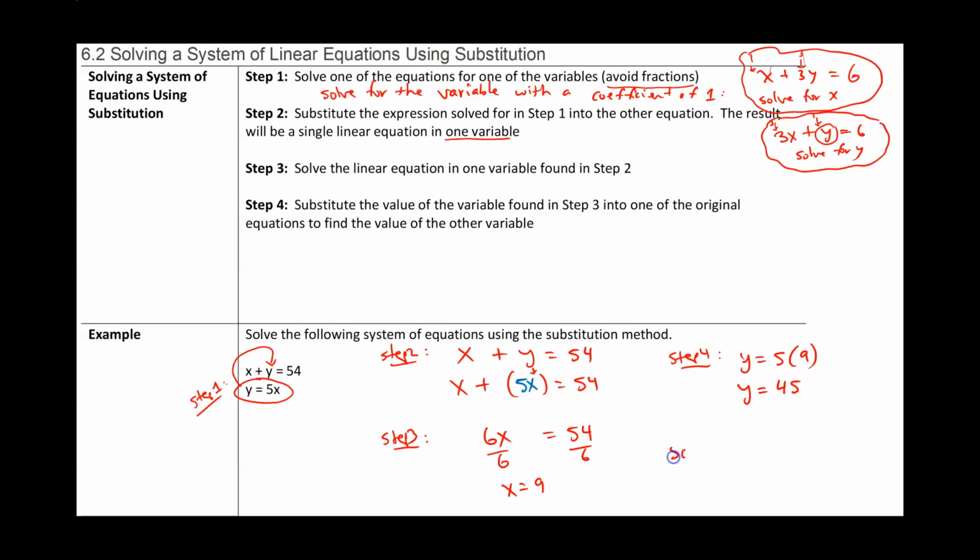My solution is always written as an ordered pair x, y. So my solution is going to be the point 9, 45. And once again, your solution always has to be an ordered pair, where you write that in parentheses, x, y. And if you'd like, you can also check your answer, which I recommend for quizzes and exams.